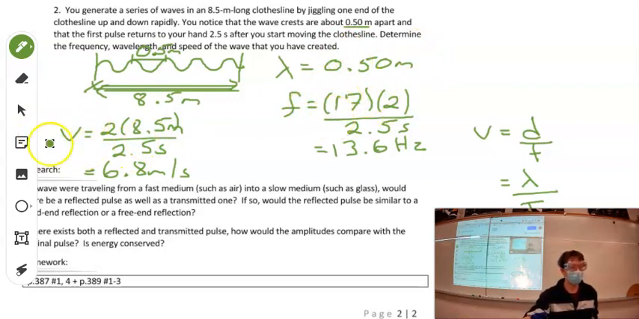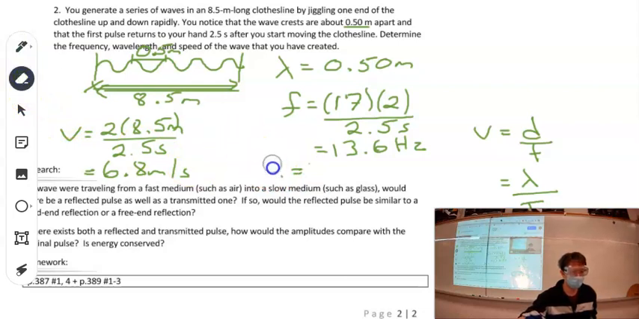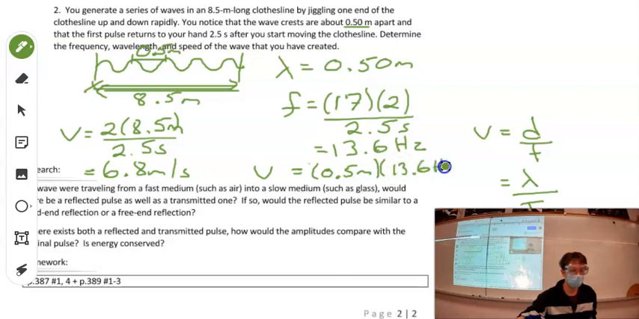We calculated the velocity or speed this way, using distance over time, but we could also figure it out by taking the wavelength. Speed equals the wavelength, which is 0.5 meters, times the frequency, which is 13.6 hertz. And if you do that on your calculator, you'll get exactly what we got before, 6.8 meters per second.